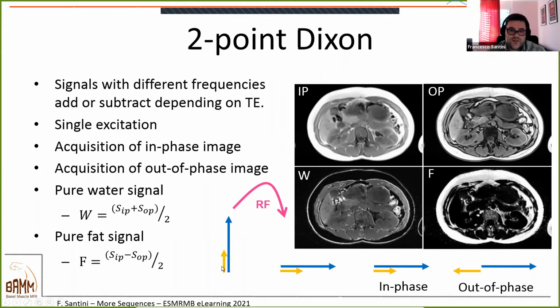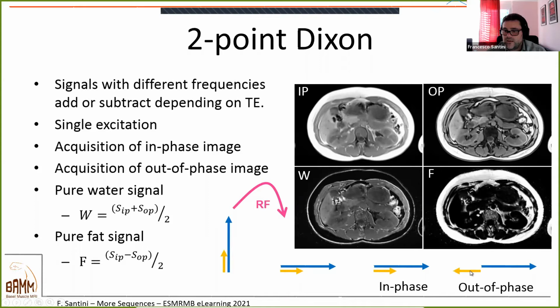Imagine we have the water and the fat together. We excite both of them. And then we acquire one first echo where the water and the fat have the same direction, so it's called the in-phase signal. And it's something like this. You see, everything is bright here because water and fat have more or less the same brightness.